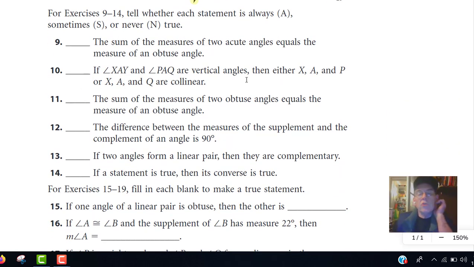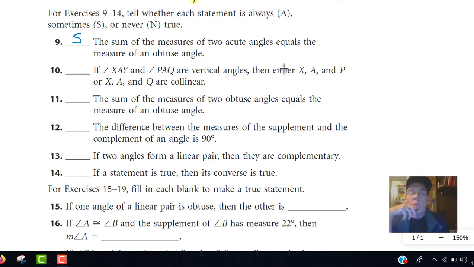The sum of the measures of two acute angles equals the measure of an obtuse angle. This could be sometimes true, but a counterexample might be, let's look at a 45 and a 45. That adds up to 90, which isn't obtuse. It's right on the edge of being obtuse. But I could think of a 30 and a 15. Those are two acute angles that are going to stay acute.